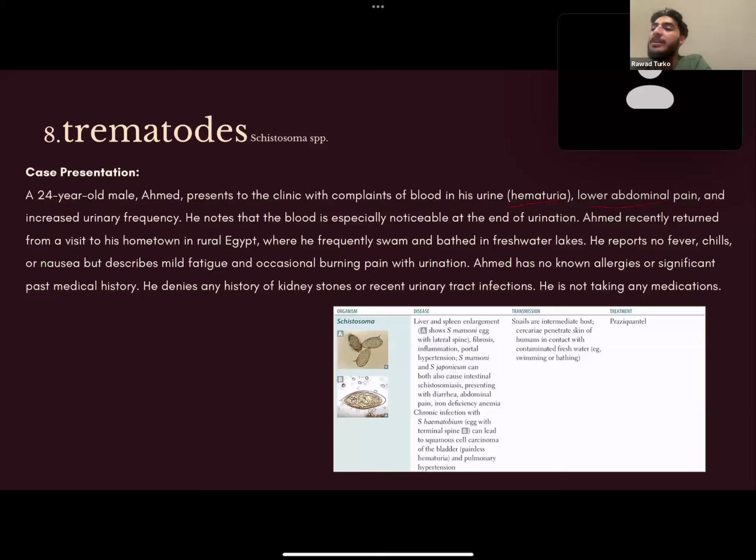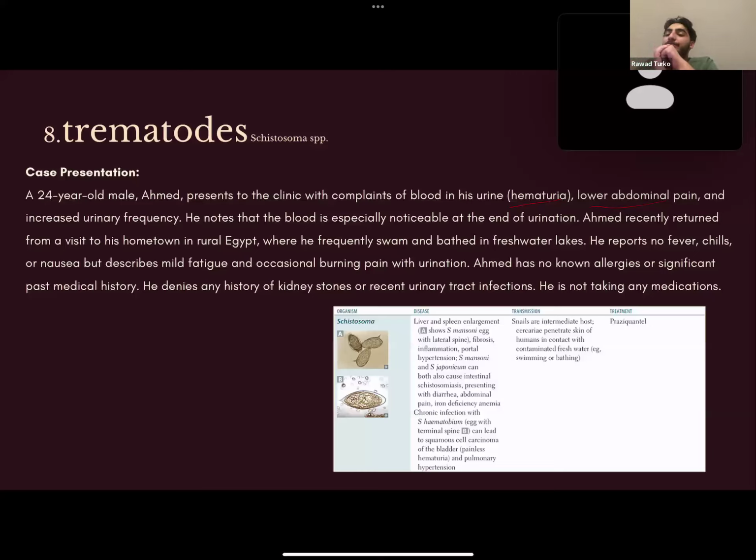Okay, so from snails, you get these cercariae that are going to penetrate the skin in freshwater lakes. He reports no fever, chills, or nausea, but describes mild fatigue and occasional burning pain with urination. Again, we know that it's haematobium. Okay, and again, this is the First Aid table. Now, who could tell me?